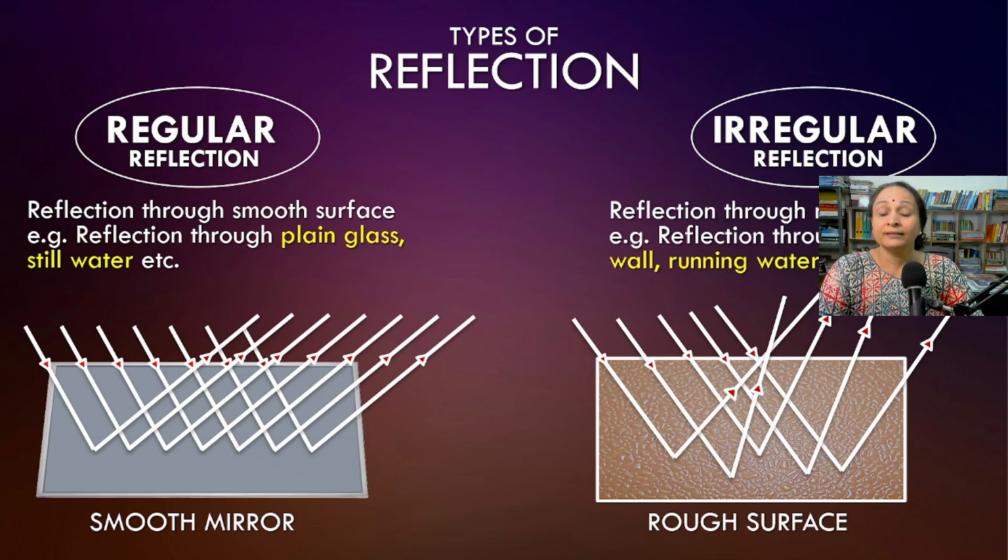The incident ray, the reflected ray, and the normal at the point of incidence all lie in the same plane. That is followed. But all the reflected rays are not parallel to each other, because the angle of incidence in every case is not equal to the angle of incidence in the other case. Right? So you get irregular reflection, somewhat like what is seen in the figure.